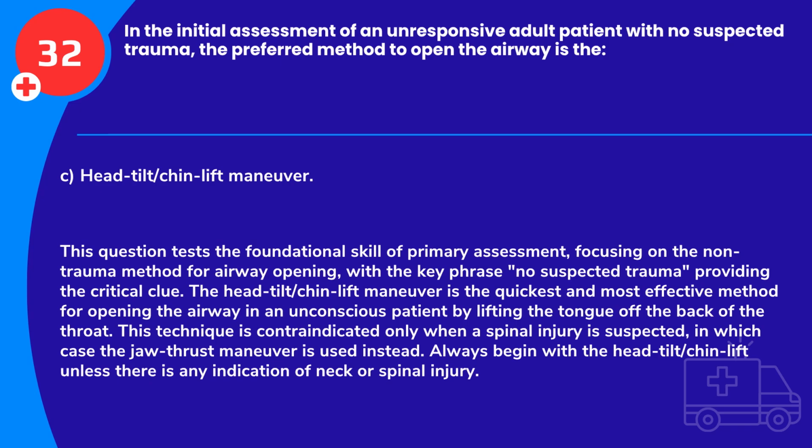Answer. C. Head tilt/chin lift maneuver. This question tests the foundational skill of primary assessment, focusing on the non-trauma method for airway opening, with the key phrase, no suspected trauma, providing the critical clue. The head tilt/chin lift maneuver is the quickest and most effective method for opening the airway in an unconscious patient by lifting the tongue off the back of the throat. This technique is contraindicated only when a spinal injury is suspected, in which case the jaw thrust maneuver is used instead. Always begin with a head tilt/chin lift unless there is any indication of neck or spinal injury.